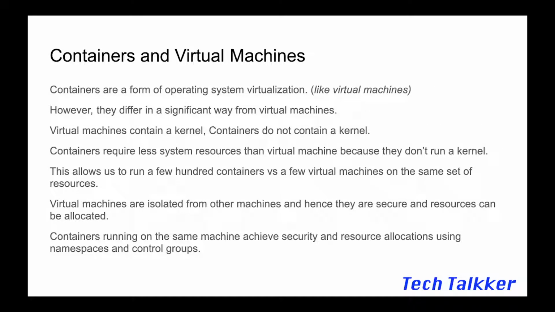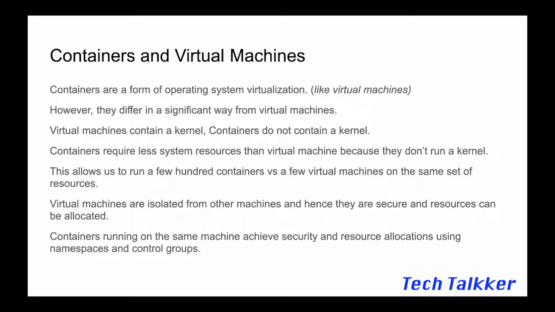So let's move on to containers and virtual machines. Let's compare how containers differ from virtual machines and how much they are the same. What are containers? So containers are also basically a form of operating system virtualization. Like virtual machines, virtual machines also provide virtualization of the operating system. However, they differ in a significant way from virtual machines. Virtual machines contain a kernel, and containers do not contain a kernel. This we already discussed in the first slide, right? That virtual machines contain a kernel and containers do not contain a kernel. All that containers contain is the dependencies and the code.